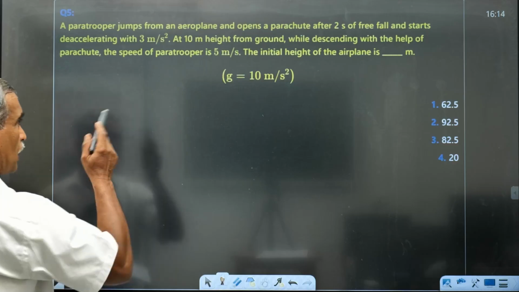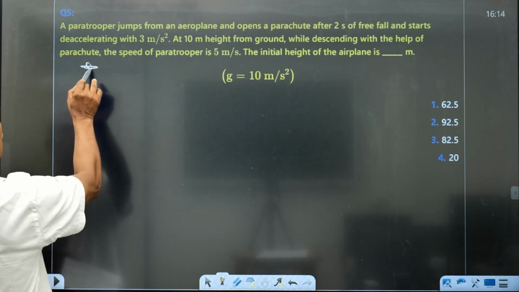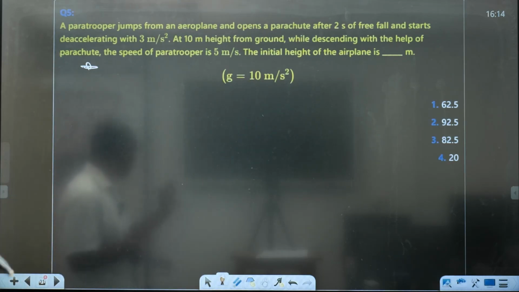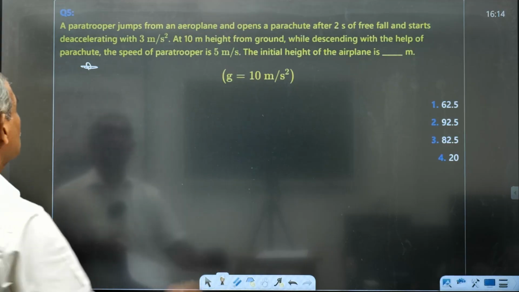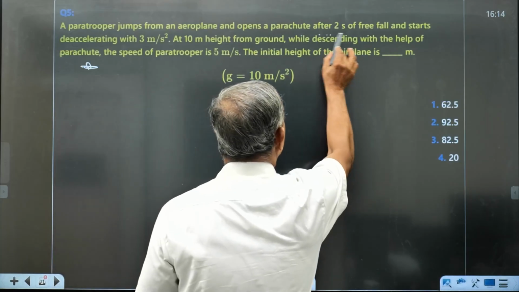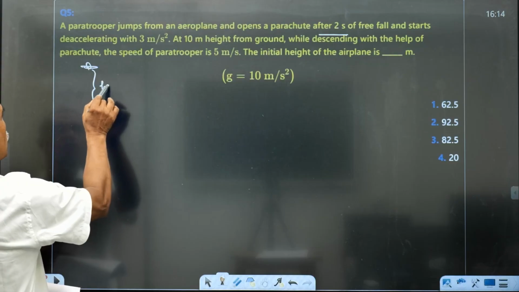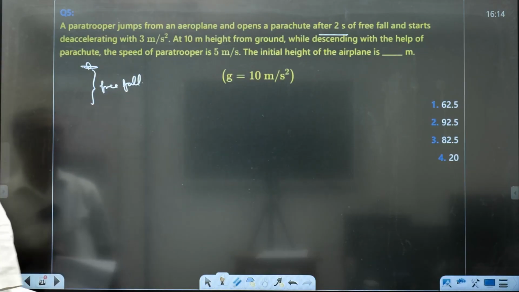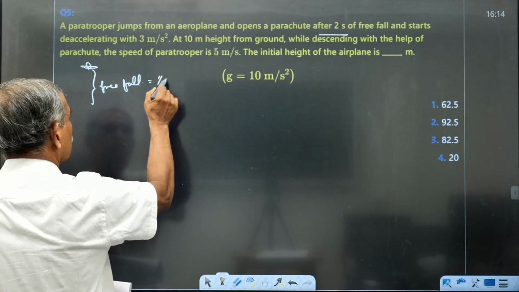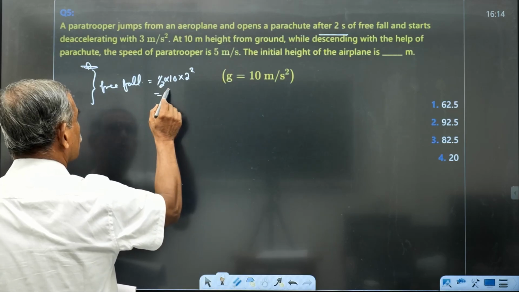Now see, we did this earlier. Suppose it is a plane from which the paratrooper drops. He is a freely falling body, in free fall, for 2 seconds before he opens the parachute. What is the distance traveled? Half g t squared, that is half into 10 into 2 squared, which is 20 meters.